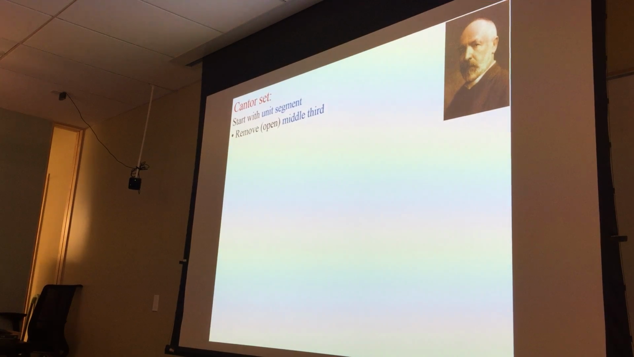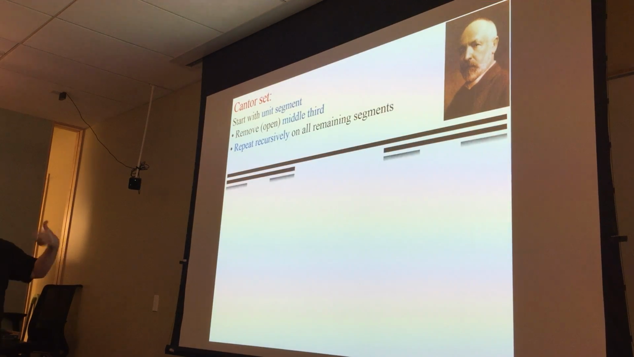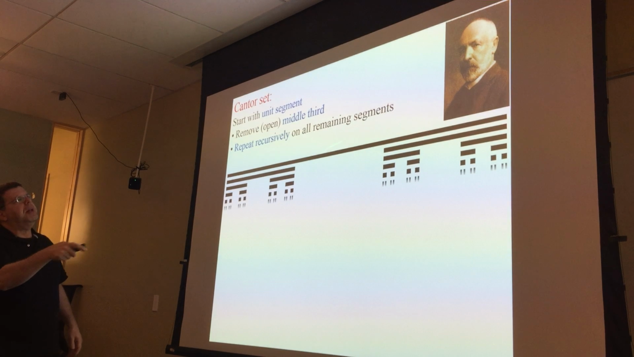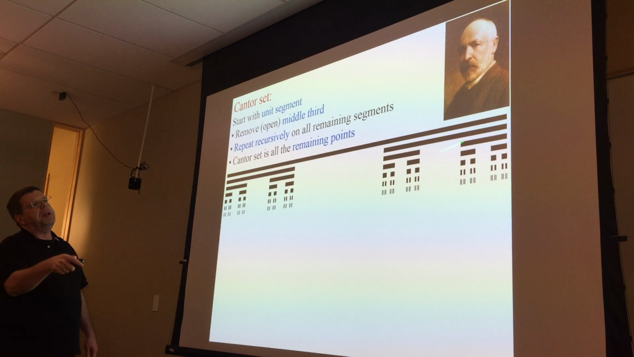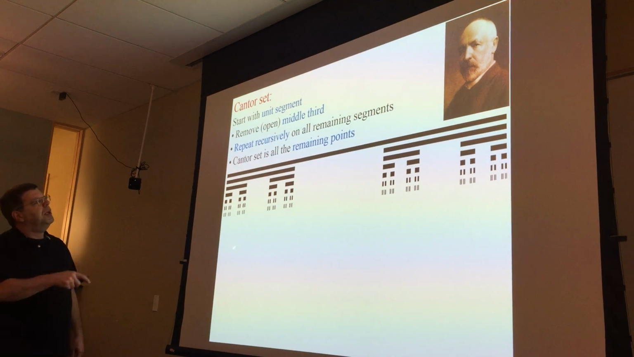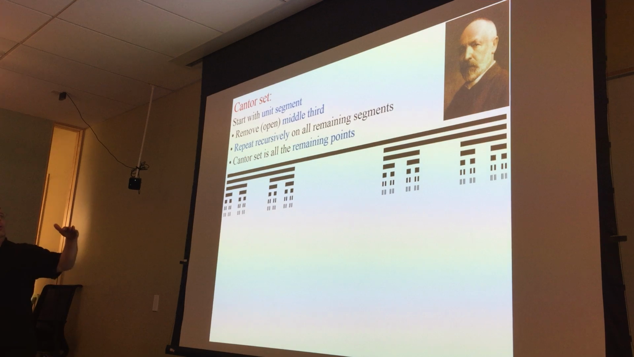So you start with a unit segment, 1 unit length. You remove the middle third, and then you recursively remove the middle thirds of the segments that remain. So here you remove the middle third, you get these two segments. Then you remove the middle third of that, and you get these two. You remove the middle third of that, you get these two. And you keep doing this forever. The question is, what points remain in your set after this infinite process?